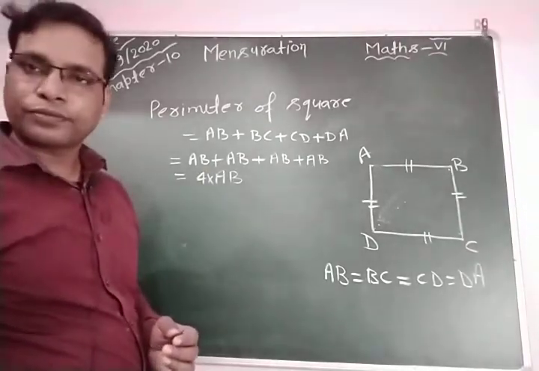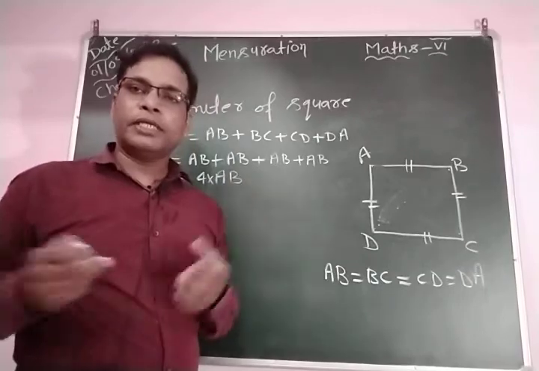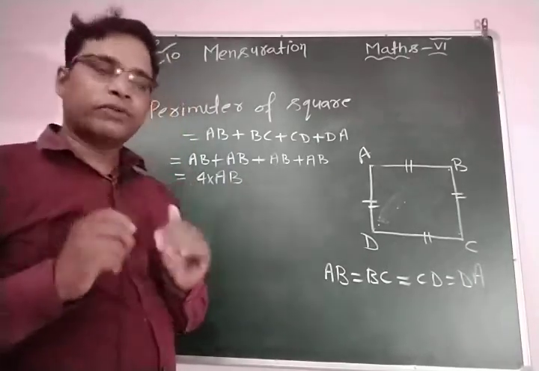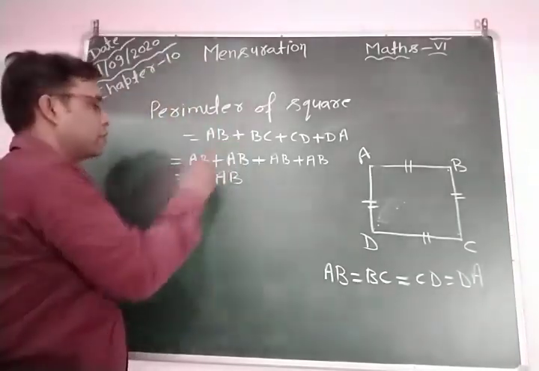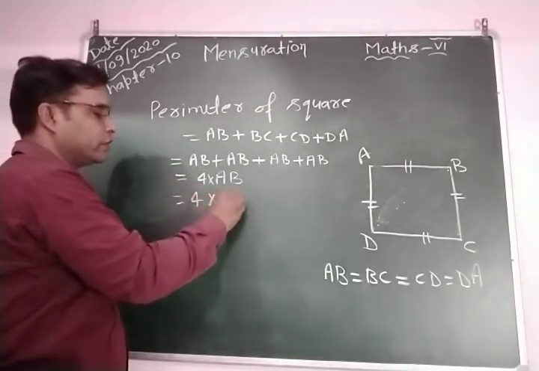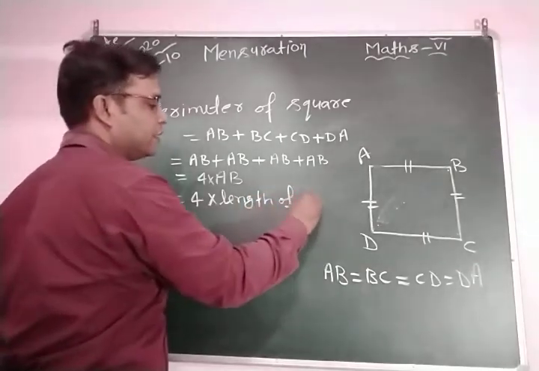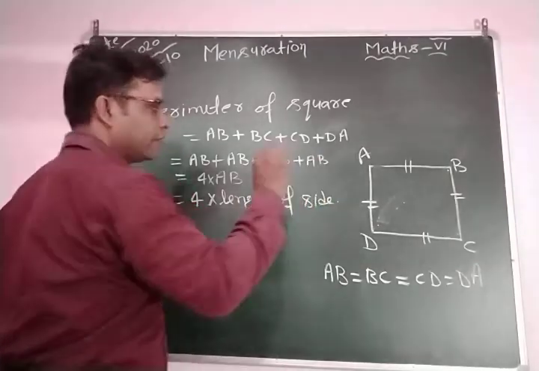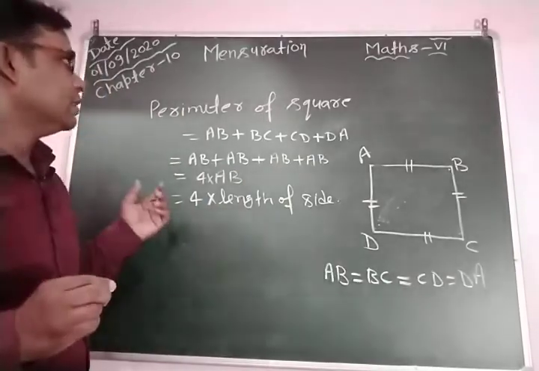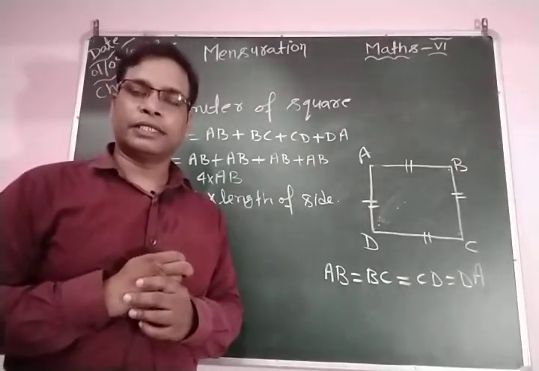Clear? Now, what is AB? AB is the side of the square. So in general, we can say the perimeter of a square is equal to 4 into the length of the side.